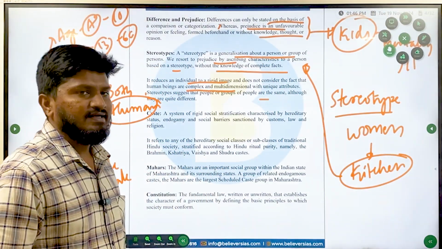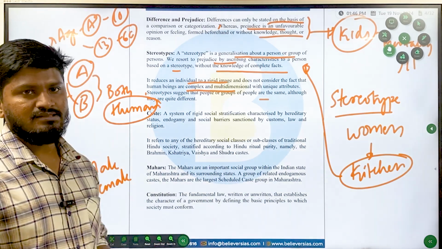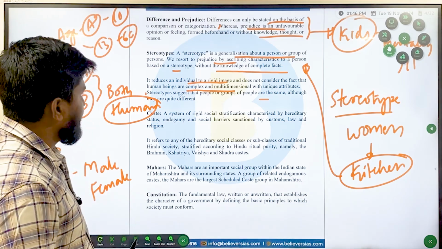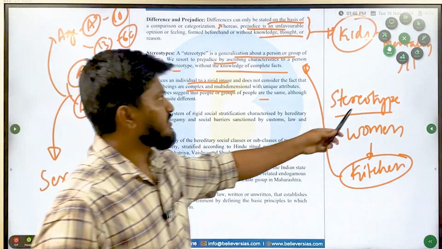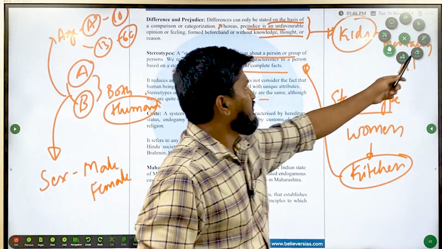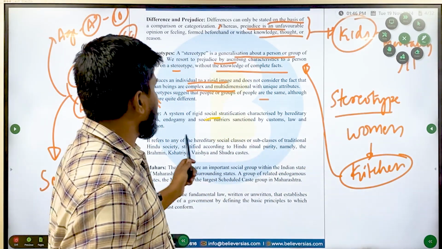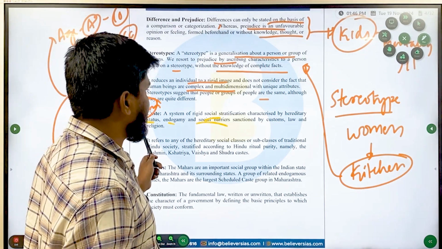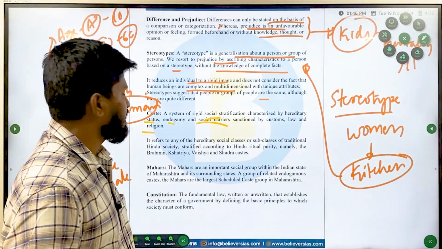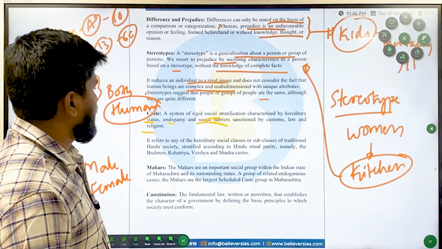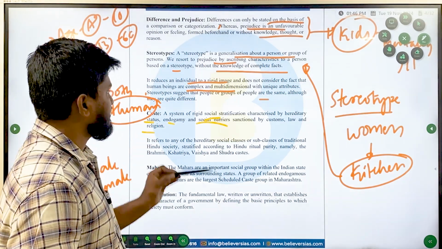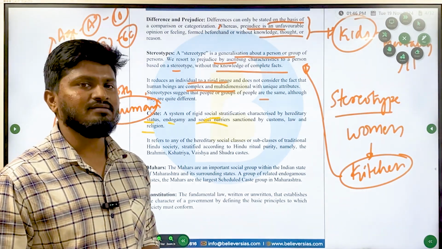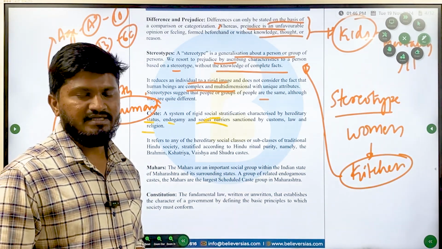So in India, after stereotype, there is caste. It is a social structure which is very prevalent in India. It is a system of rigid stratification characterized by hereditary status, endogamy, and social barriers sanctioned by customs, laws, and religion. So what is caste? It is a system of social stratification based on heredity. It is based on birth. It is an ascribed status.